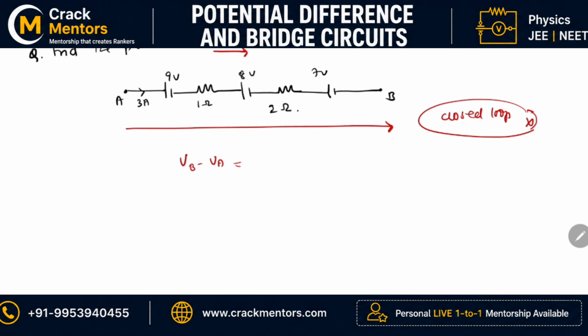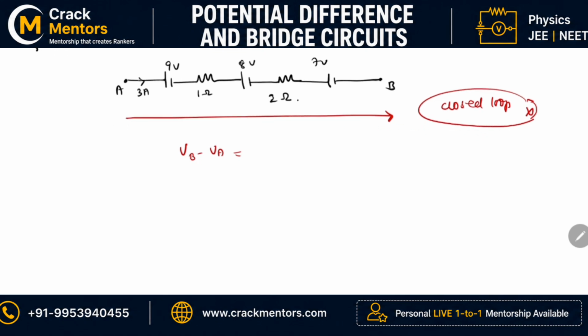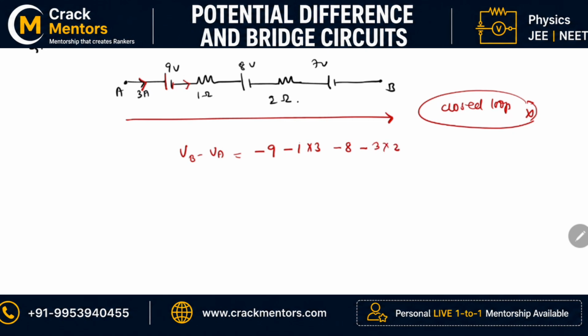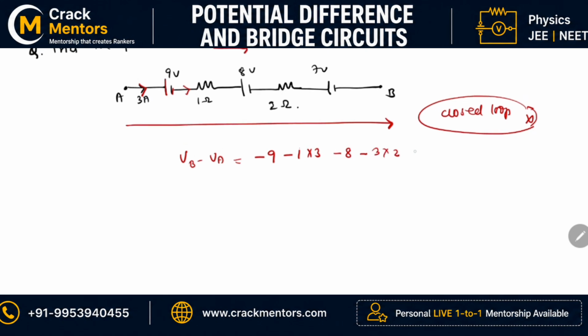So when I am calculating it by going from A to B, this is my path. So first 3 ampere current is going from the positive to negative terminal, therefore minus 9. Then it is going in the same direction as that of the current to the resistor 1 ohm. So minus 1 into 3. Again from negative to positive, that is 8. Again in the same way, minus 1, it's 3, right? So it's 3 into 2. Okay, now you are going from positive to negative of 7, so minus 7.